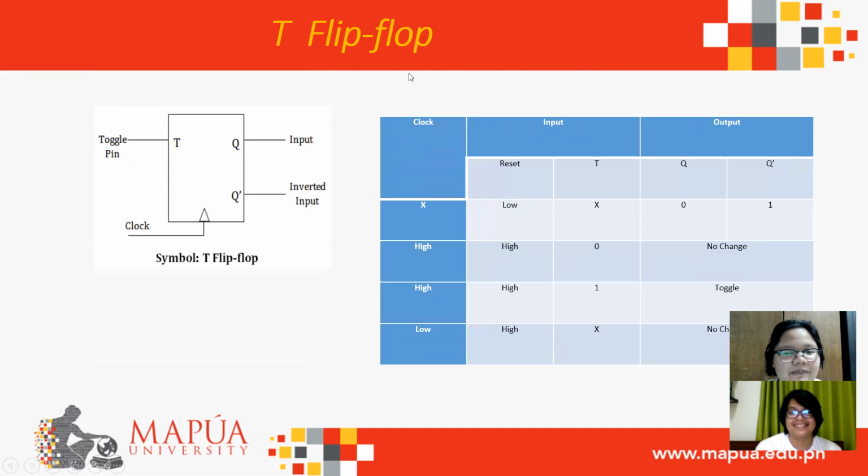Next is the T flip-flop. This is the symbol for the T flip-flop. It is a modified form of a JK flip-flop that operates in the toggling region, and it is named after the nature of the toggling operation. One of the major applications of the T flip-flop is in counters and control circuits. When the clock is low, its input will never affect the output state. From this idea, the clock has to be high for the inputs to be active. This is the truth table for the T flip-flop.